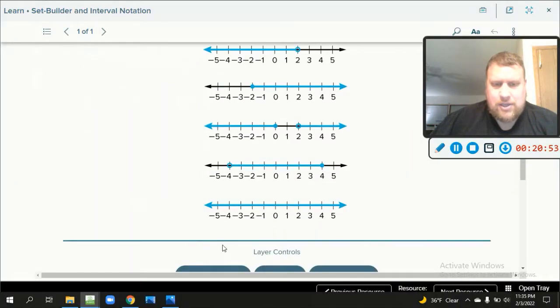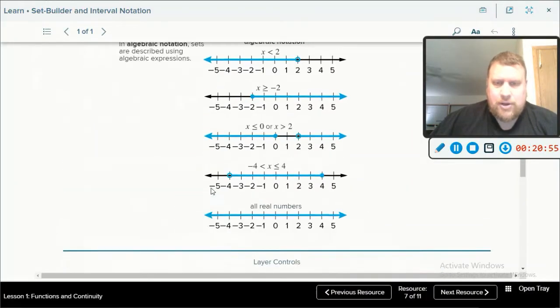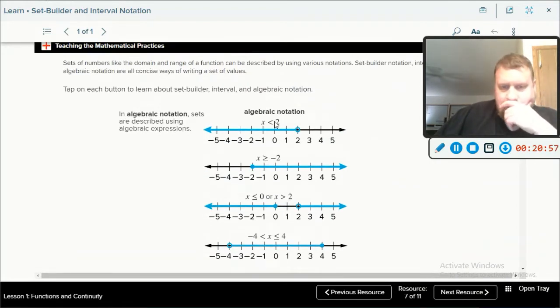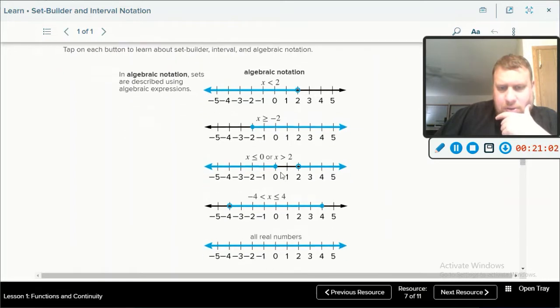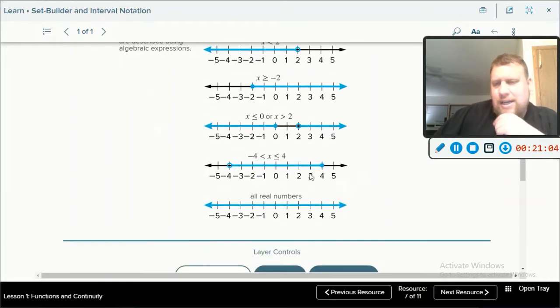Let me show you what it's actually going to look like down here. So I got algebraic notation. Look, x is less than 2. This is algebraic notation, just using an algebraic expression, greater than or equal to. Now this one, I didn't see this because I had to scroll down. I can't scroll when I'm drawing on the screen. But we see here that x is less than or equal to 0, or x is greater than 2.